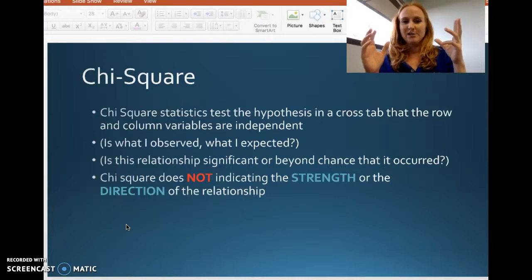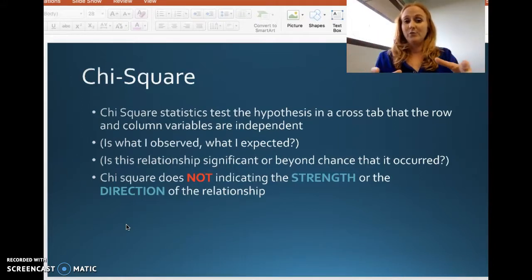Okay, so we always assume it doesn't work, or there's no relationship, or there's no association. And then we run the test and we see if we are proven wrong. Okay, that's called the alternative hypothesis, or what we call the research hypothesis. So we assume these things don't matter until we test it and it proves that it does. That's it. So the question in a chi-square is what I observe, what I expected.